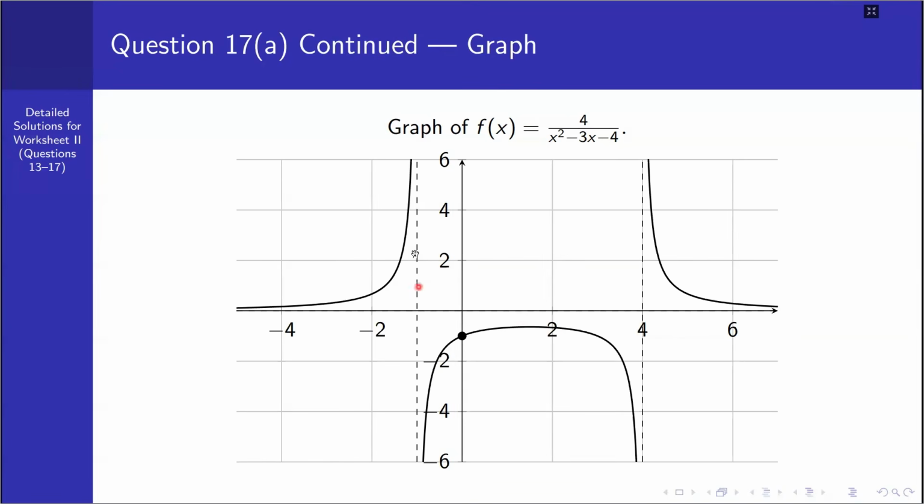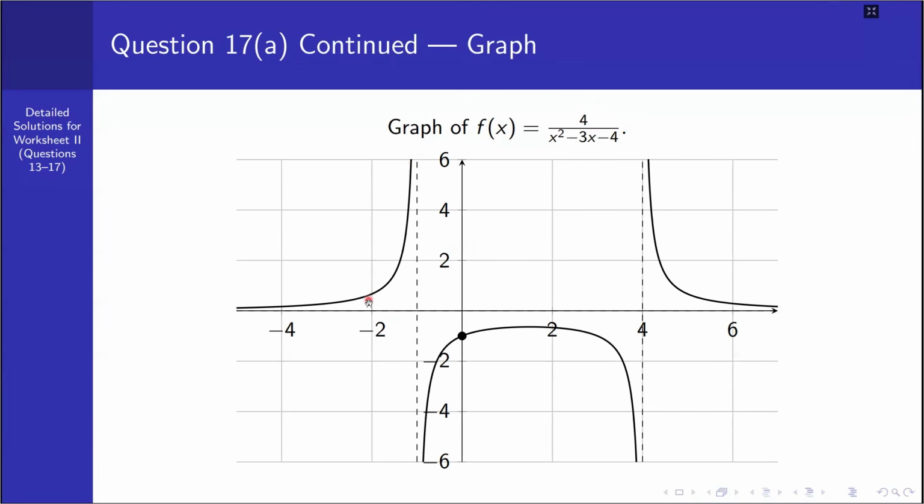The vertical asymptotes are x equal to minus 1, and this is x equal to 4. When x approaches minus 1 from the left side, the functional value of the given function will tend to positive infinity. When x approaches minus 1 from the left side, the function 4 over x squared minus 3x minus 4 tends to positive infinity, so that the graph goes in the opposite direction, approaching from the left side.